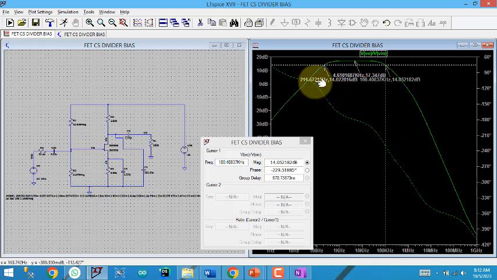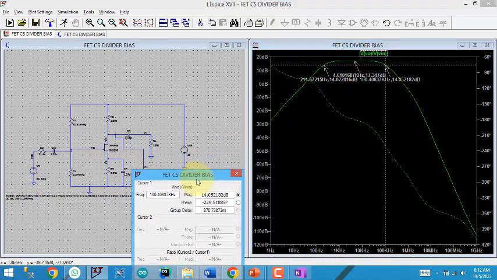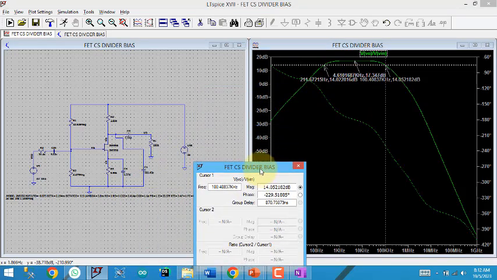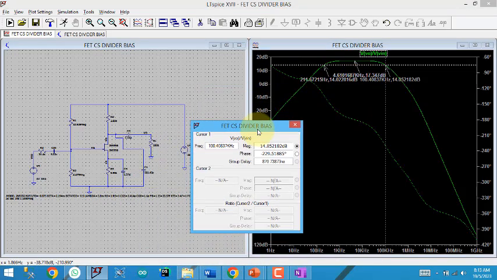For the low cutoff frequency, we do not get it exactly. We set it to 100 hertz, and we get around 200 hertz. But for the high cutoff frequency we get 100 kilohertz, exactly 100 kilohertz. So this is how you design for the high cutoff frequency for the common source.